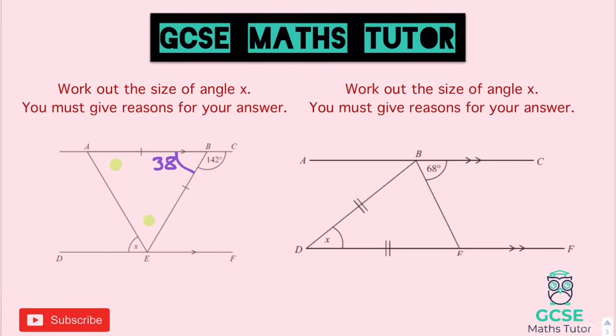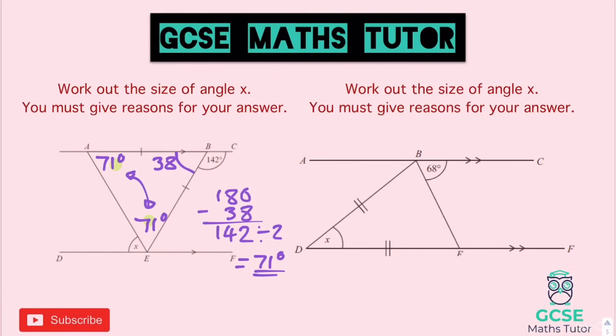So if that's 38 then, we can actually find the two base angles in the triangle. So take that away from 180, 180 minus 38, is 142. I'm just going to write that working out down. So 180 minus 38 is 142. So to get these two base angles here, as they're the same, we can do 142 divided by 2, and we get 71 degrees. So both our base angles there are 71. Again, our reason for that, base angles in an isosceles triangle are equal.